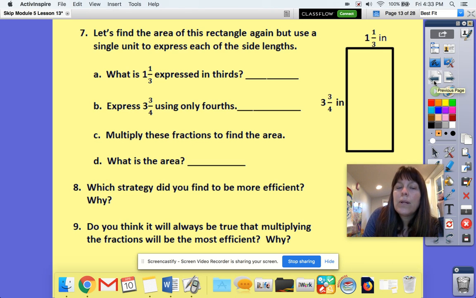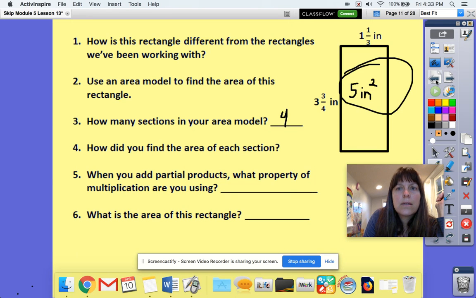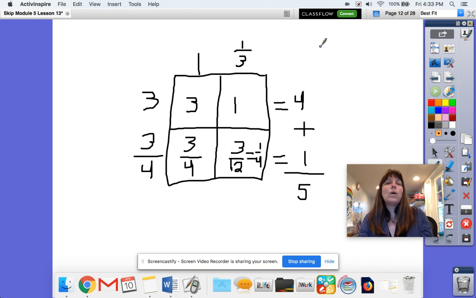Actually, you know what? I want to go back to this one and show you a different way to solve. Okay, so we've got 1 and 1/3 times, was it 4? No, it was 3 3/4. I'm sorry, times 3 3/4, rather than going to another problem.